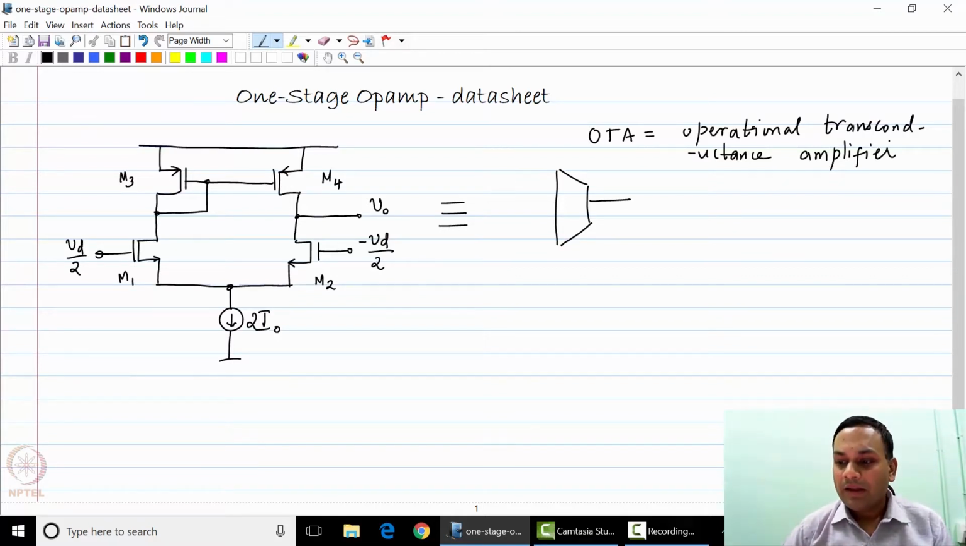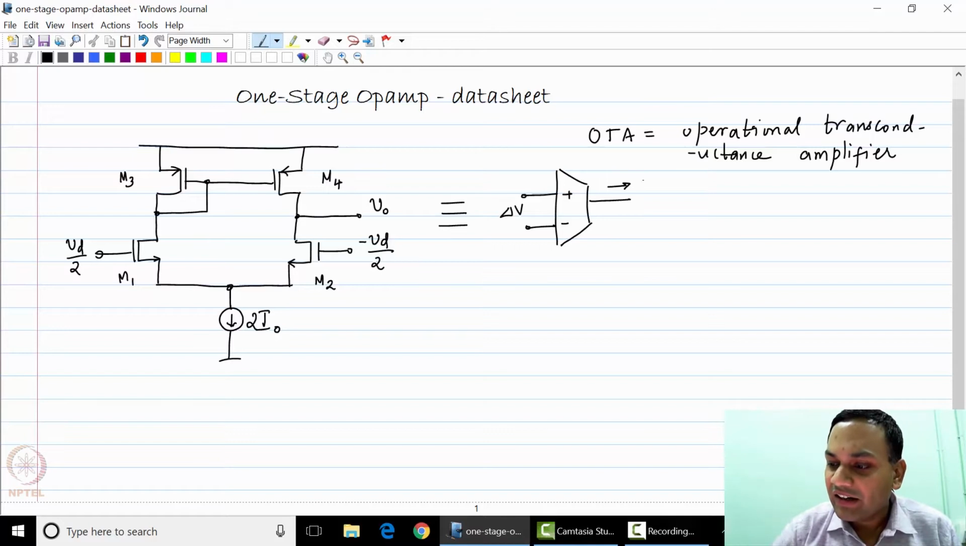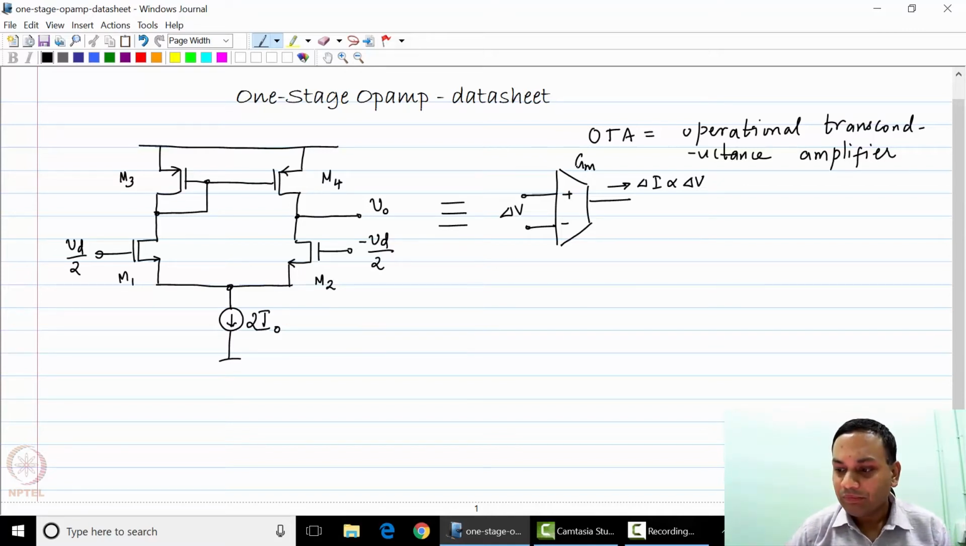Why do I say this? If you take a transconductance amplifier, its properties are that if you apply a delta V at its input, you get a current delta I which is proportional to delta V, with the proportionality constant being some Gm. And more importantly, the OTA has a very specific property that its input impedance is infinite, and because it acts like an ideal current source at the output, Z out is also infinity.